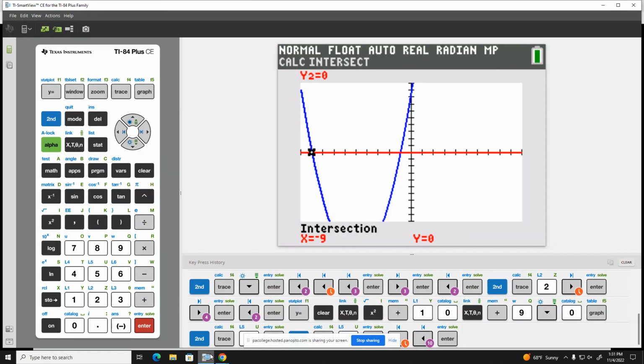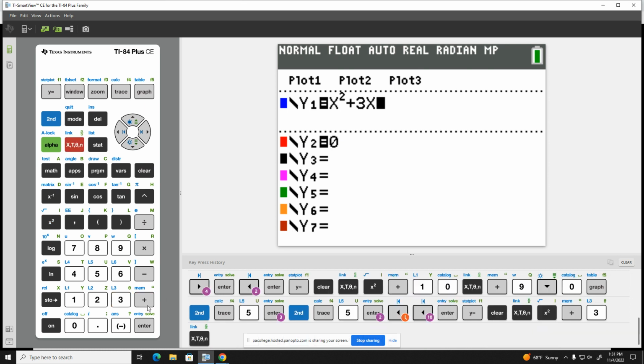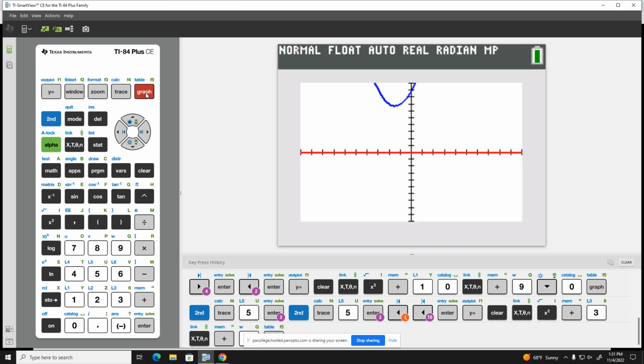So I go to my graphing calculator, go to my y equals, type in my formula to my y1. So we had x squared plus 3x plus 9. I'm going to let my y2 be 0 so that I could do intersection. And I graph. Oh, there's a challenge.